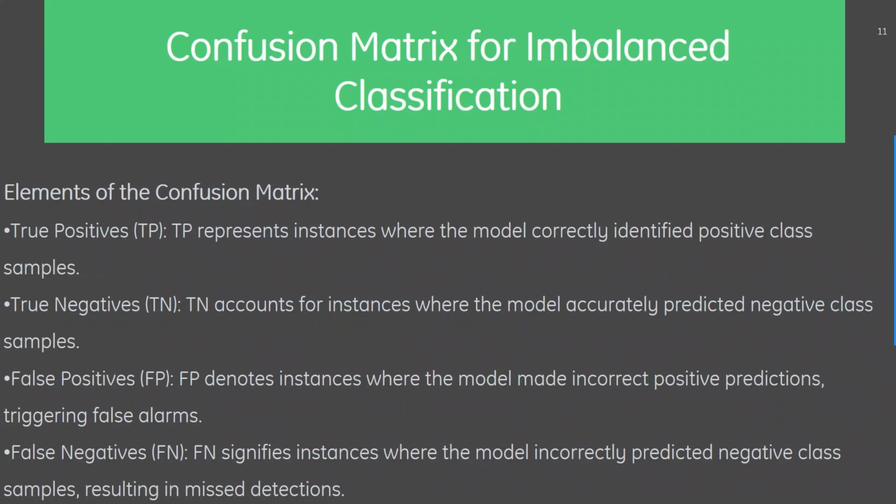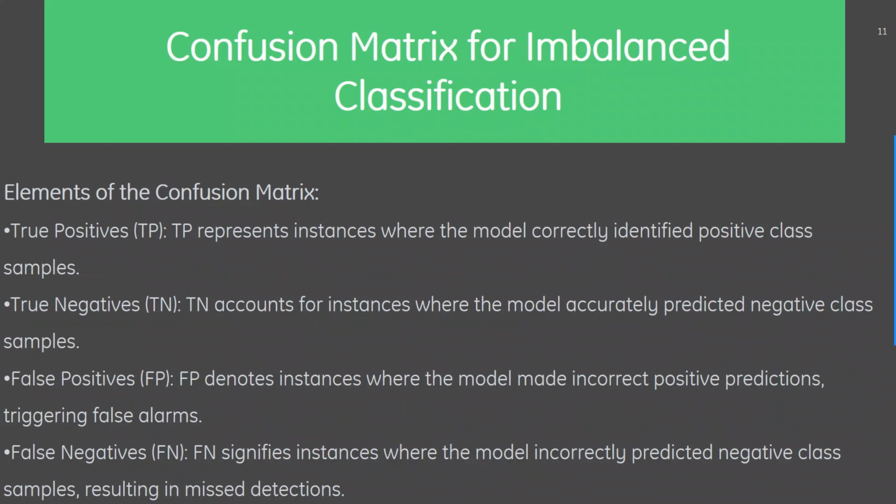Next, some of the elements of the confusion matrix, beginning with the true positive. True positive represents the instances where the model correctly identifies positive class samples. Then we have true negatives. True negatives account for instances where the model accurately predicted negative class samples.